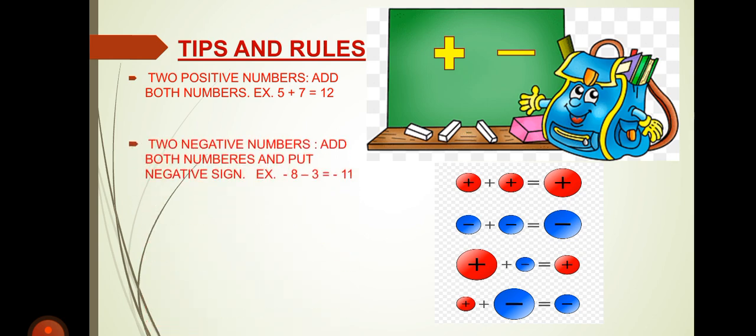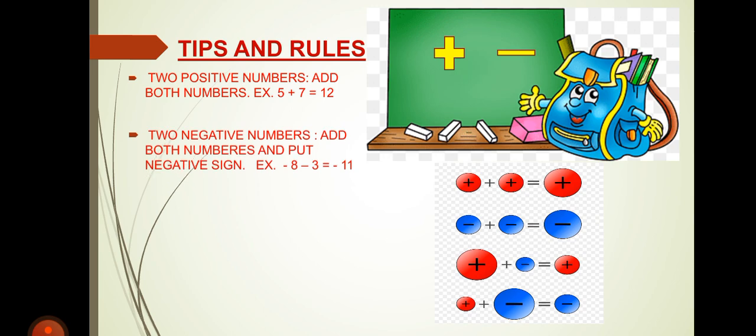Two negative numbers. In this case, we have to add the numbers and put a negative sign. For example, negative 8 and negative 3. So 8 and 3 are added together to give us a result of 11, but both the numbers have a negative sign, so our final answer 11 will also have a negative sign. So the answer is negative 11.